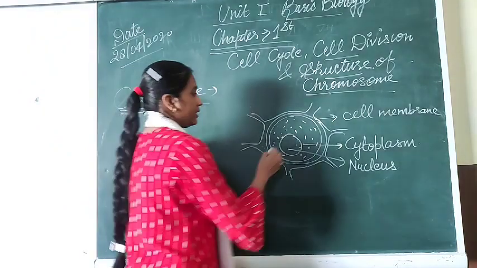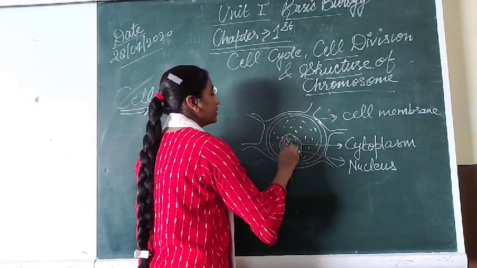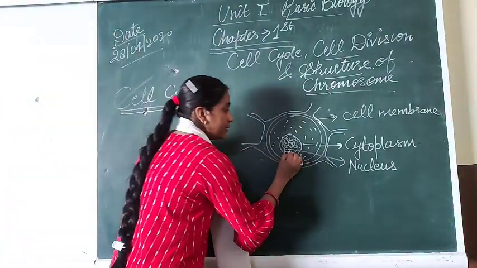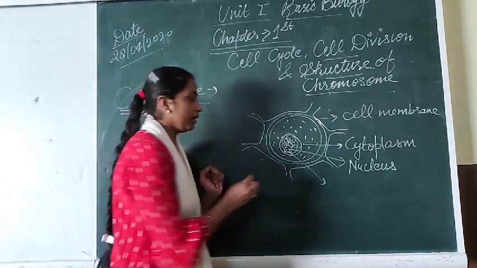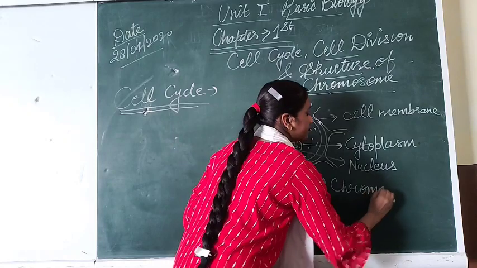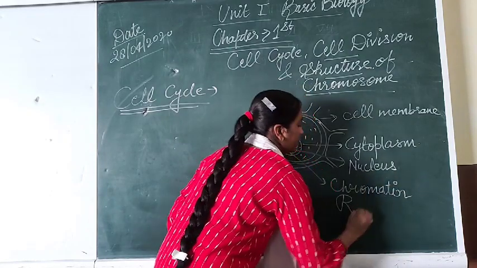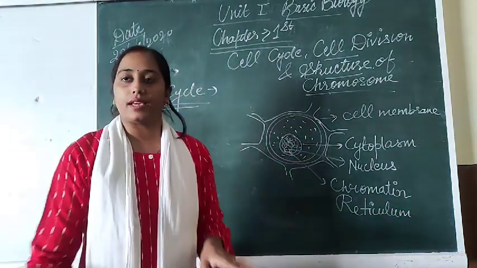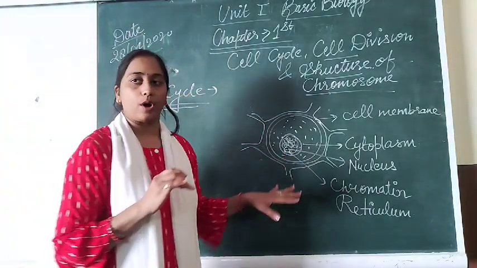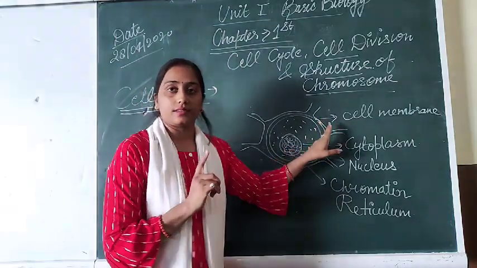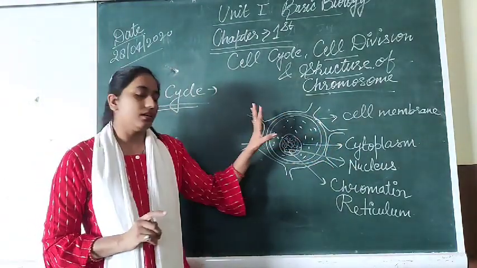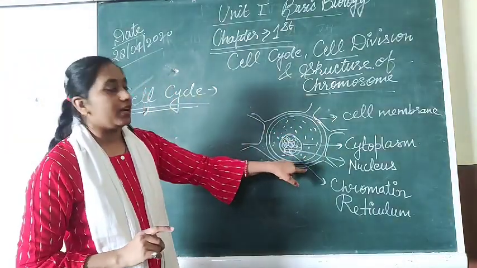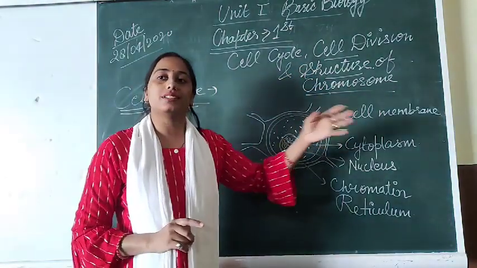And in this nucleus, there is a thread-like, dense material present called chromatin reticulum. Right? Let's understand the figure properly. In the 9th standard we have studied that this is the structure of the cell, and while we are going to study the cell cycle and cell division, what is important?